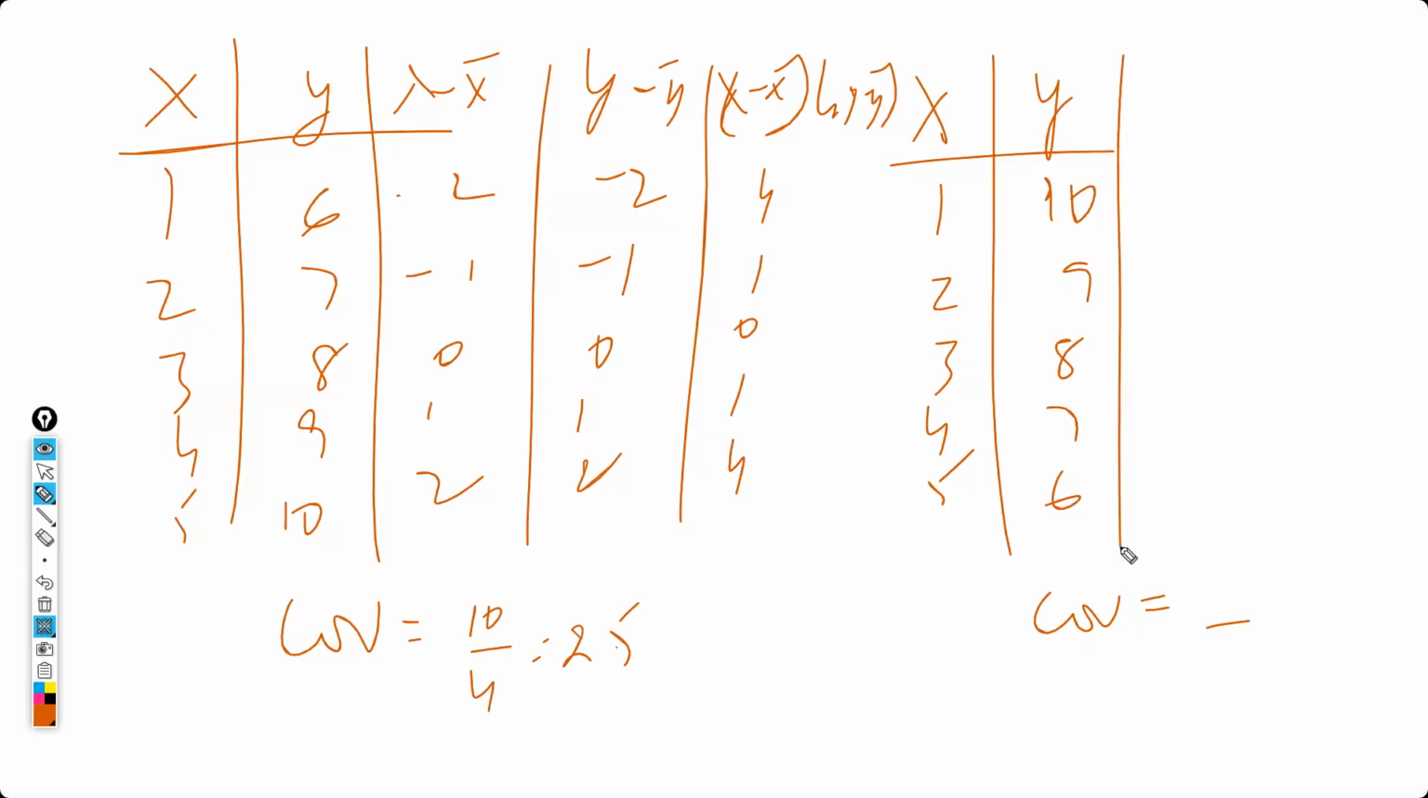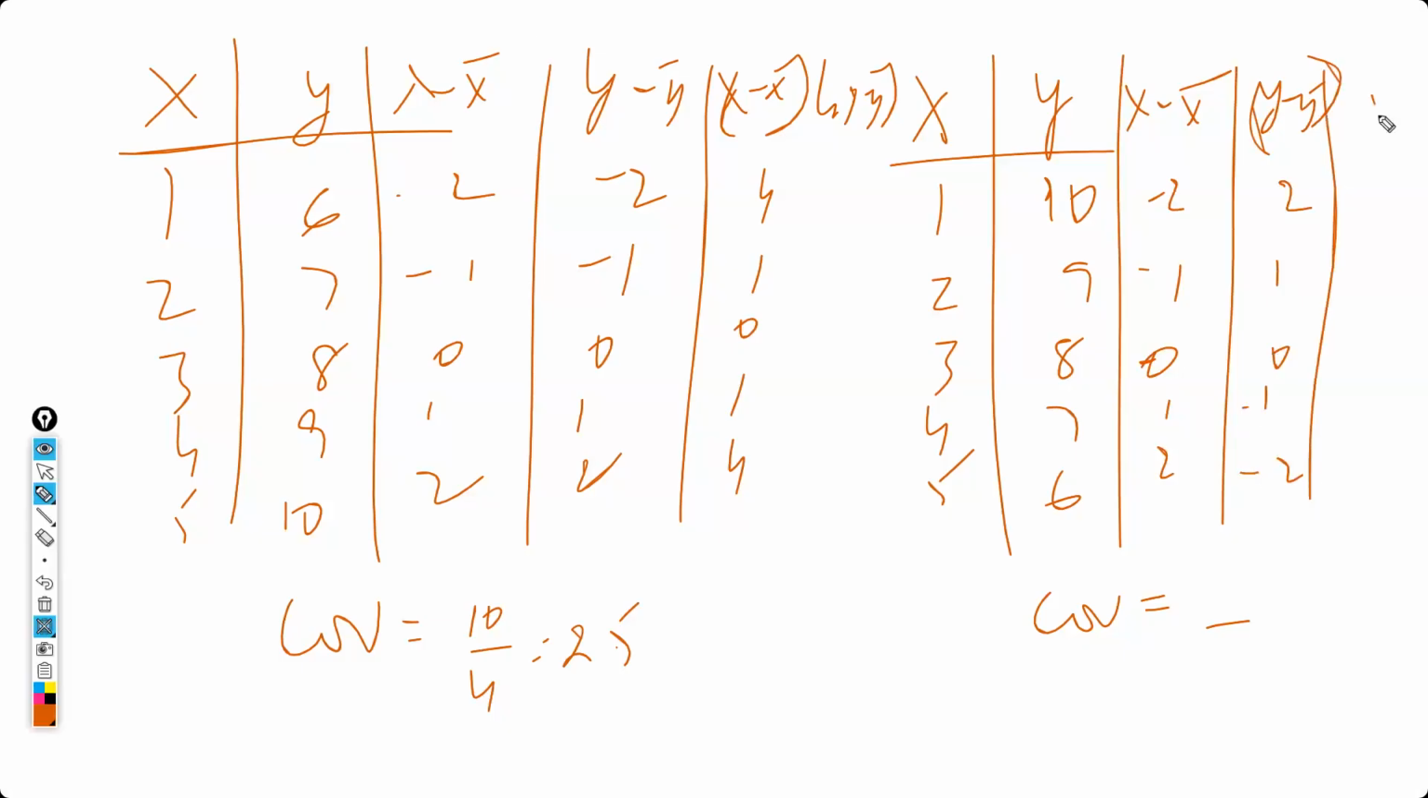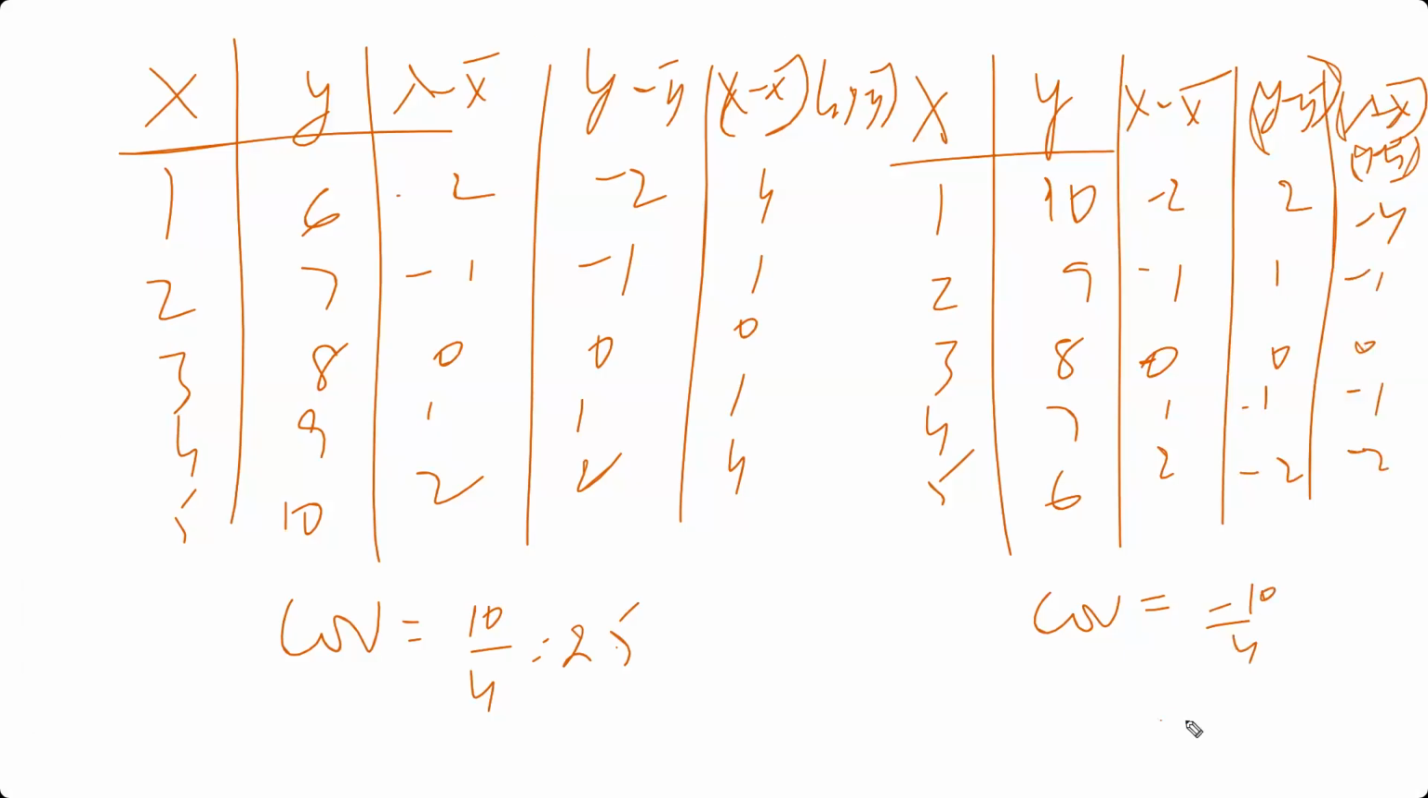For the second one, X minus X bar is again minus 2, minus 1, 0, 1, 2. Next, Y minus Y bar, which is 10 minus 8, is 2, 1, 0, minus 1, minus 2. X minus X bar into Y minus Y bar is minus 4, minus 1, 0, minus 1, minus 4. Total is minus 10, divided by 4, which is minus 2.5.